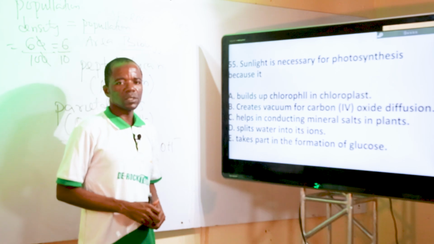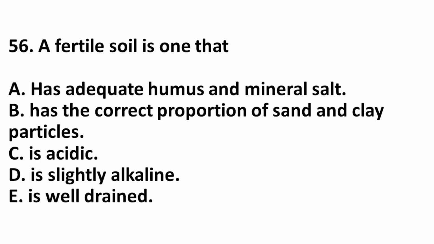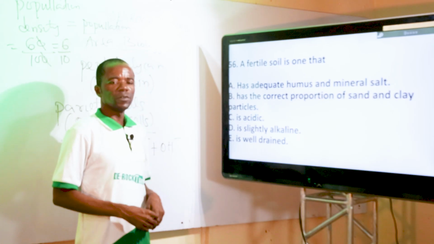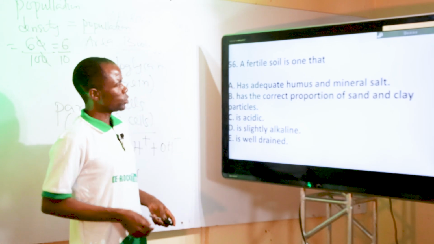Let's go to number 56. A fertile soil is one that, considering all the options, the correct answer is option A. A fertile soil is a soil that has adequate humus and mineral salt. Any soil that has an adequate amount of humus and mineral salt is referred to as a fertile soil. So the correct answer for number 56 is definitely option A.